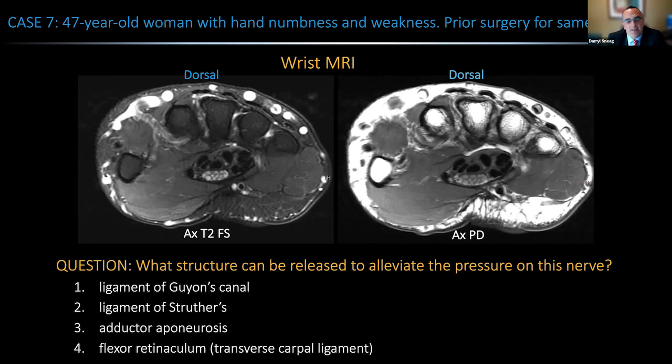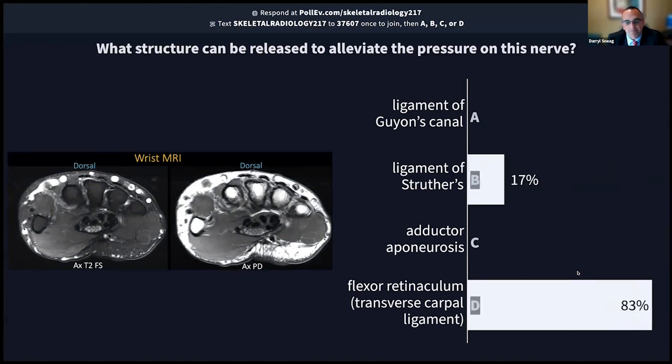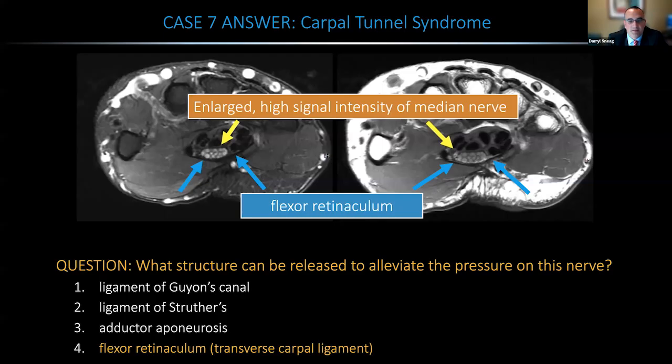So I'm showing you 2 axial images at the level of the wrist. I've labeled for you with dorsal, and the options are the ligament of Guyon's canal, the ligament of Struthers, the adductor aponeurosis, or the transverse carpal ligament or flexor retinaculum. Let's look at the poll. Good, so the majority of you, and now 100% of you, have chosen the flexor retinaculum or the transverse carpal ligament. Let's go over this.